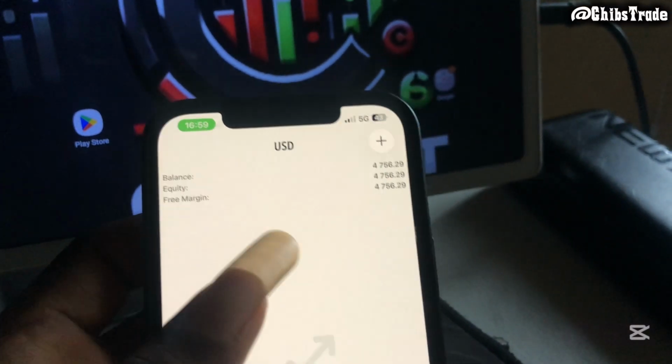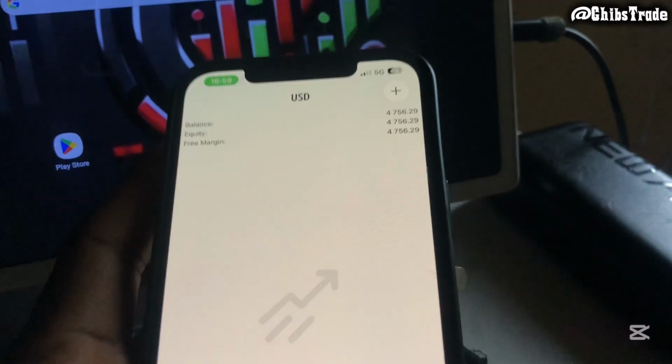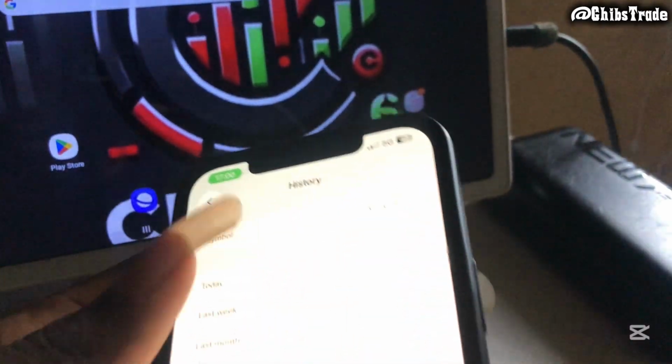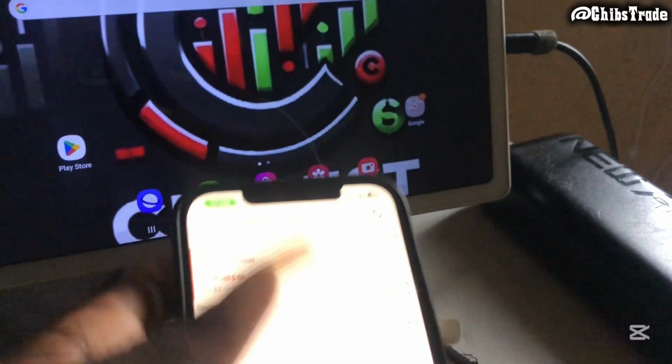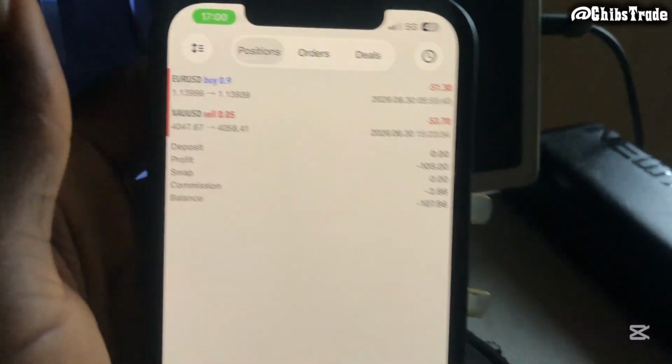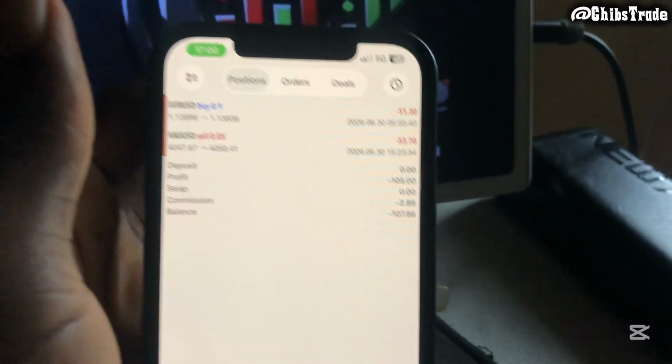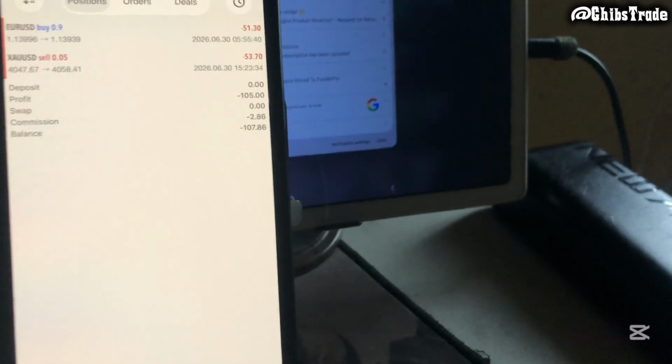So this is our MT5 here, and this is our balance, as you can see, 4,750. Before I made this video, our SL had already been hit, and that is it for today. So these are our 2 SLs, as you can see, for today, which is Tuesday.